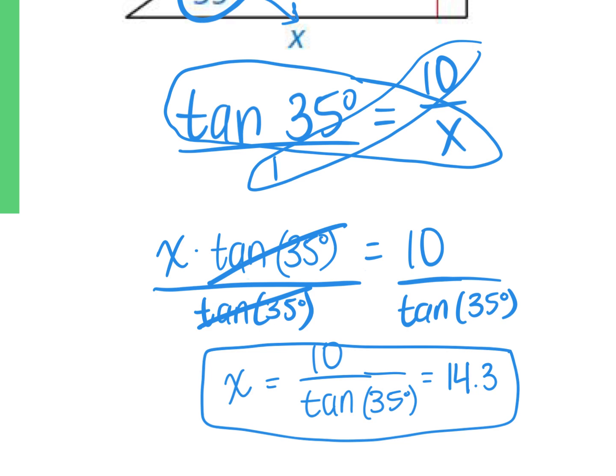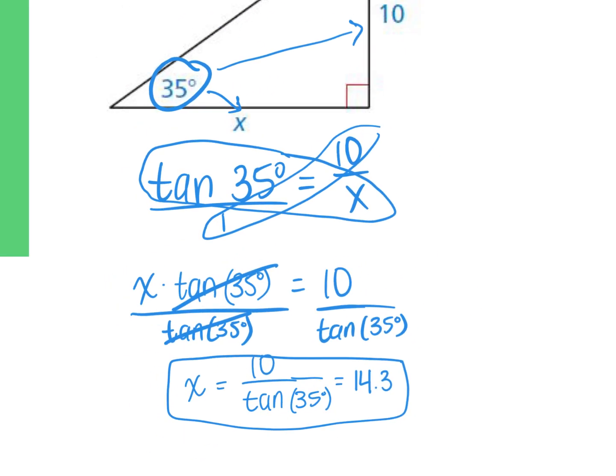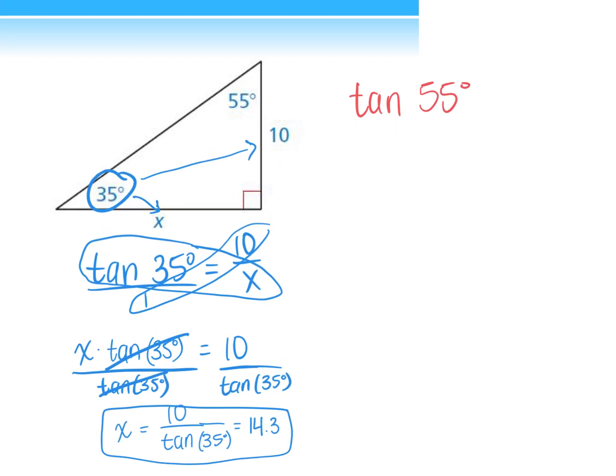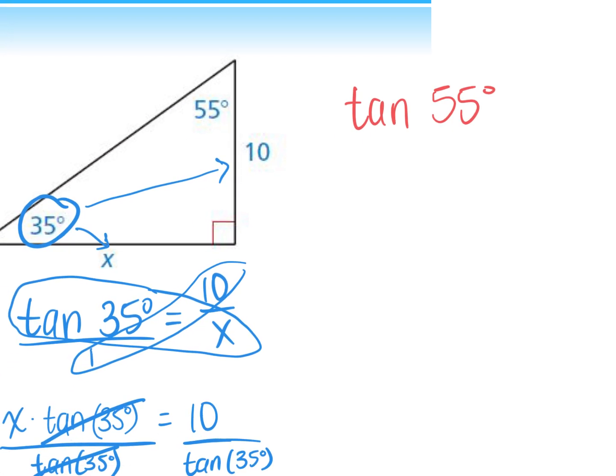Now, just so we're all on the same page, let's do the exact same thing, but let's use the other angle. We should get the same answer if we do it correctly. So I want you guys to take the tangent. What was the other angle? Of 55 degrees. So what ratio would the tangent of 55 degrees make? It would be x over 10.